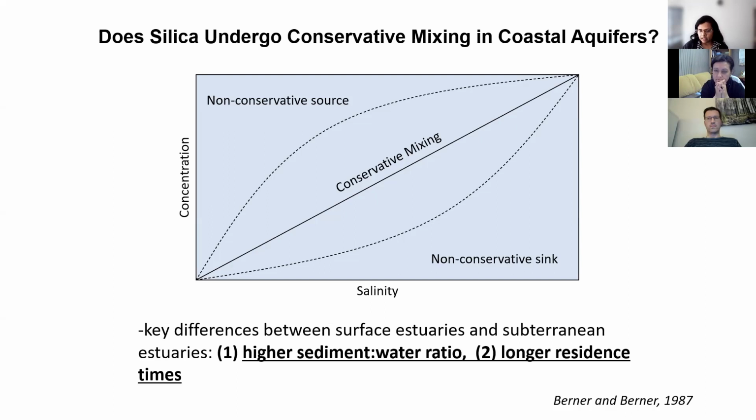The other key difference between surface and subterranean estuaries is that typically there are longer residence times of that parcel of water. So that parcel of water interacts with the surface of that material for longer than it would in a surface estuary.